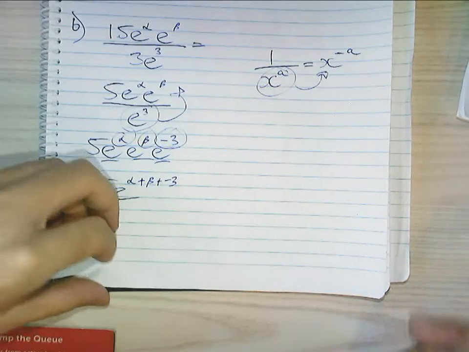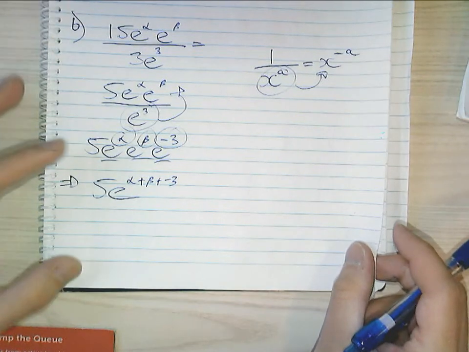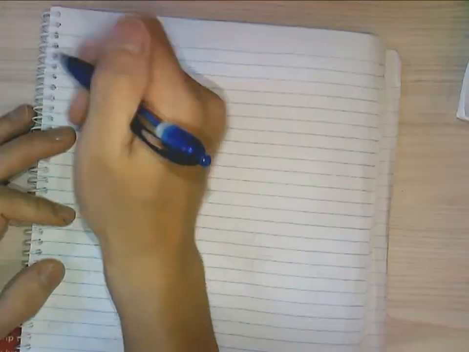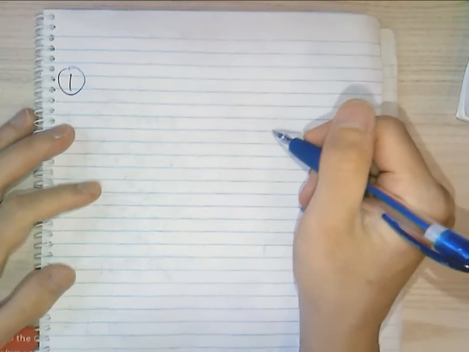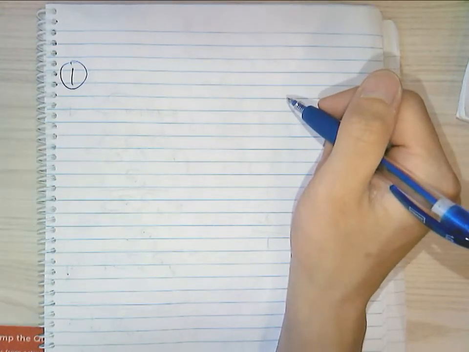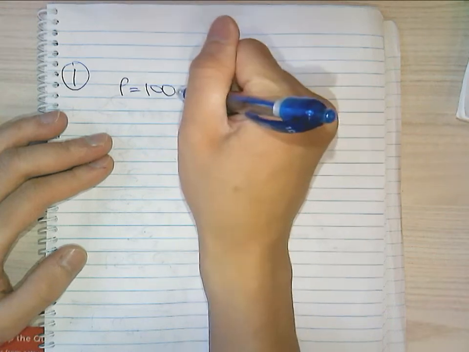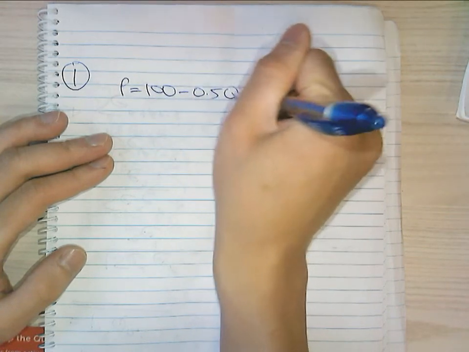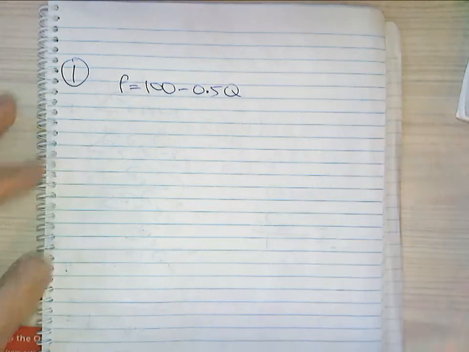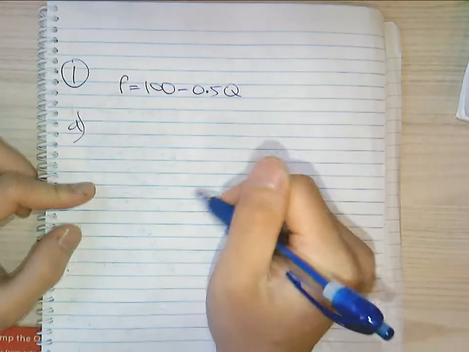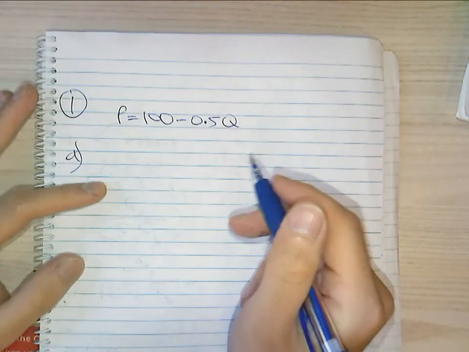Let's do our application problem. Any questions here? We okay? Okay, this is question 1. This is where we've got some words in our problem. So here we've got a demand function, which reads as follows. So what do we want to do here? For part A, we want to interpret the slope and interpret the intercept. How do we go about doing that?